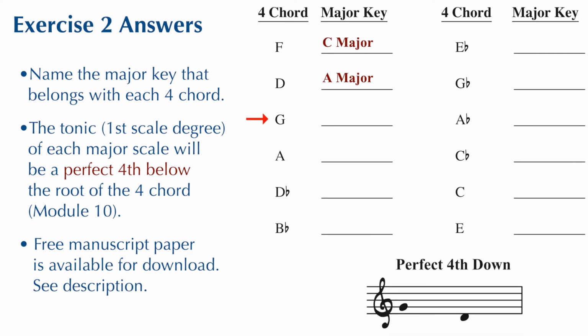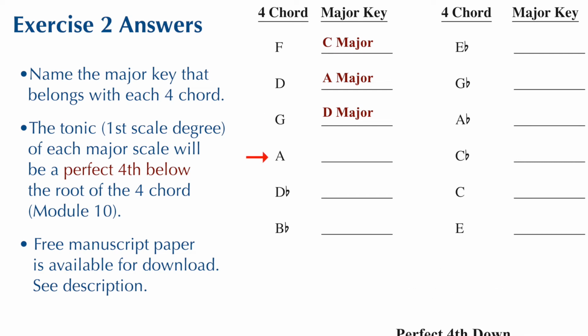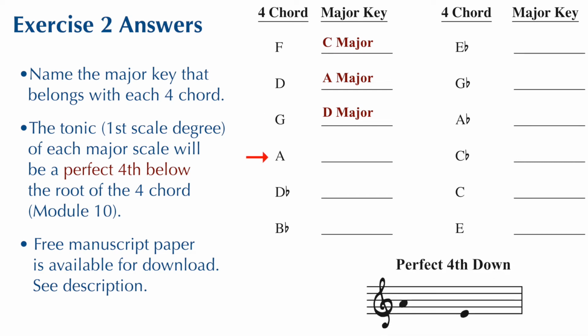If your 4 chord is G, take the root of that chord, the G, lower it a perfect fourth, you're in the key of D major. If your 4 chord is A, take the root of that chord, the A, lower it a perfect fourth, you're in the key of E major.